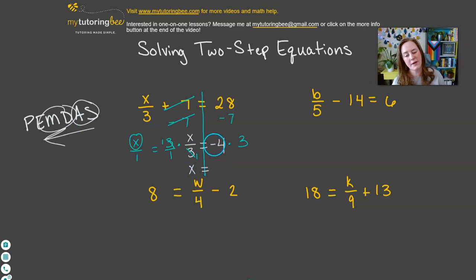Over here on this side, we've got a negative 4 times 3. And so 4 times 3 is 12. A negative times a positive, that gives us a negative. So we wind up with x equals negative 12.